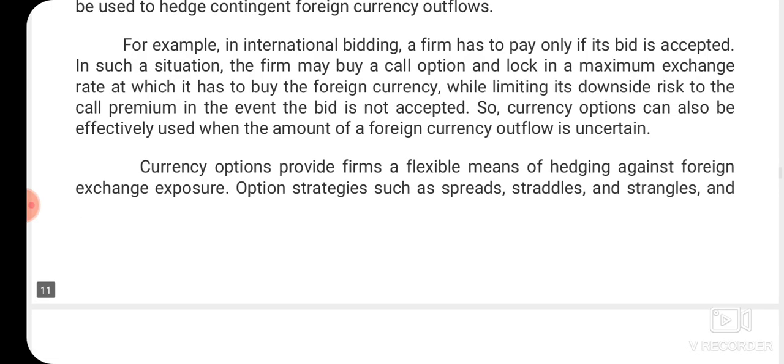See one example. In international bidding, a firm has to pay only if the bid is accepted. In forward contracts there is only one option; in option contracts there are two options. The firm can buy a call option to fix the maximum exchange rate to be paid for the foreign currency, which limits the downside risk to the call premium in the event the bid is not accepted. So currency options can also be effectively used when the amount of foreign currency outflows is uncertain.